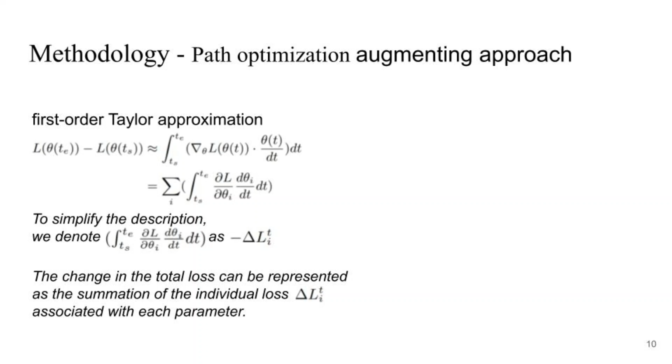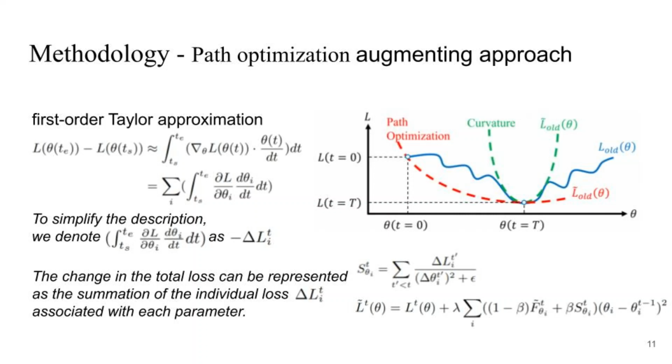The change in loss L over the time interval from t_s to t_e can be approximated by using the first-order Taylor approximation. Therefore, the change in the total loss can be represented as the summation of individual loss delta L_i associated with each parameter. From the reference's definition of importance scores, each score is divided by the change of parameters for normalization. Finally, we combine the advantages of curvature-based and path optimization-based approaches by interpolating the two strategies.